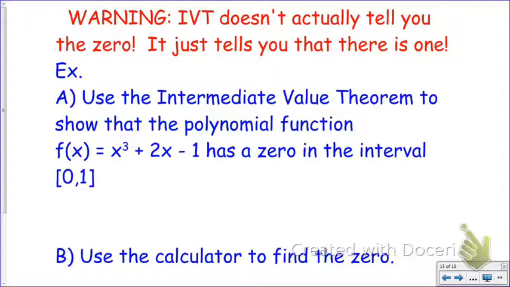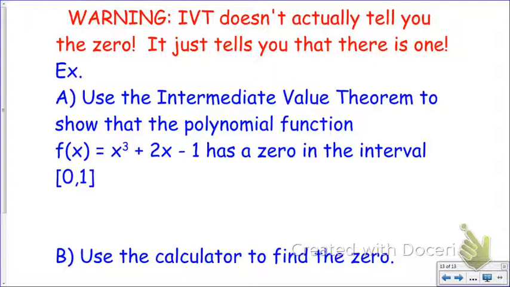So we have one quick example. The first part says to use the intermediate value theorem to show that the polynomial function f of x equals x cubed plus 2x minus 1 has a 0 within the interval 0 to 1. So what we need to show is that at one of the function values, either f of 0 or f of 1, we get a positive value, and at the other one, whichever hasn't been used, we have a negative value. If that is the case, it means in order to go from positive to negative or negative to positive, we are going to cross the x-axis.